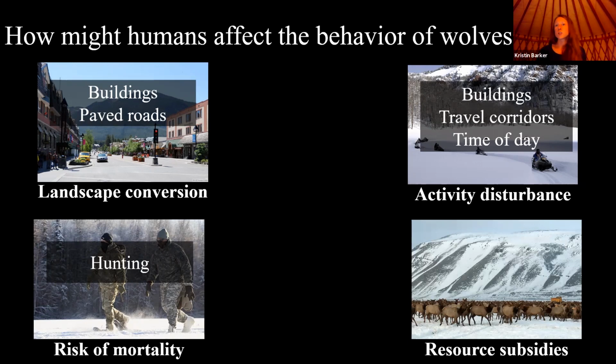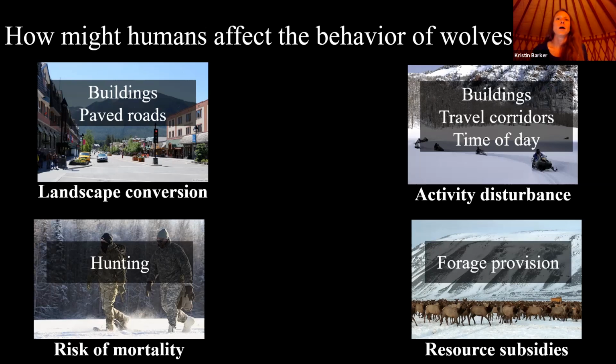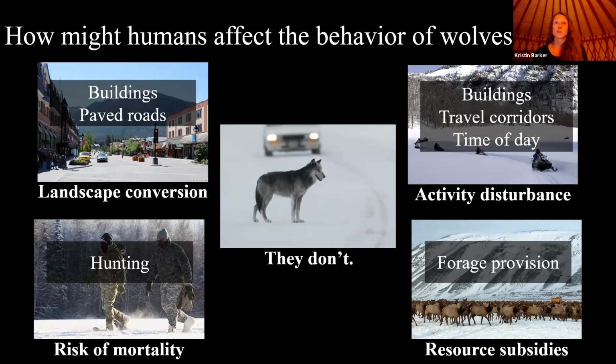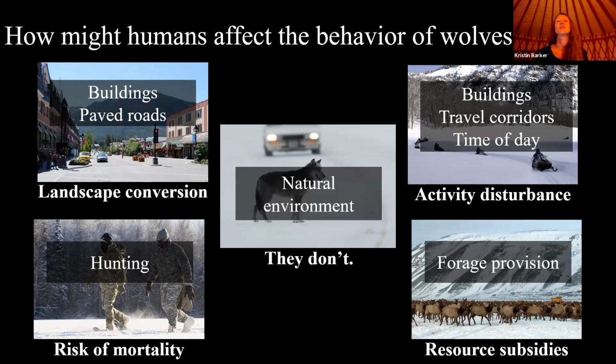So if humans are concentrating prey in these predictable areas, then perhaps that would actually cause wolves and other predators to be drawn to those areas. So if that's the case, we would expect places where food is provided to ungulates to influence where wolves are located on the landscape. And then, of course, there's the possibility that humans don't affect the behavior of wolves. They don't care at all, in which case we would expect their use of the landscape to just be primarily determined by things about the natural environment.